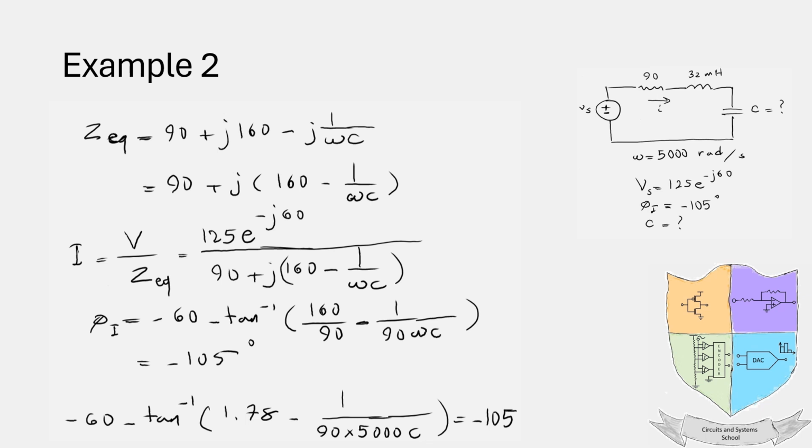The impedances must be combined to obtain the phasor current, which turns out to be parametric because the capacitance value is unknown. After writing the equation for the phase angle of the current phasor and setting it equal to -105 degrees, the value of the capacitor will be obtained.